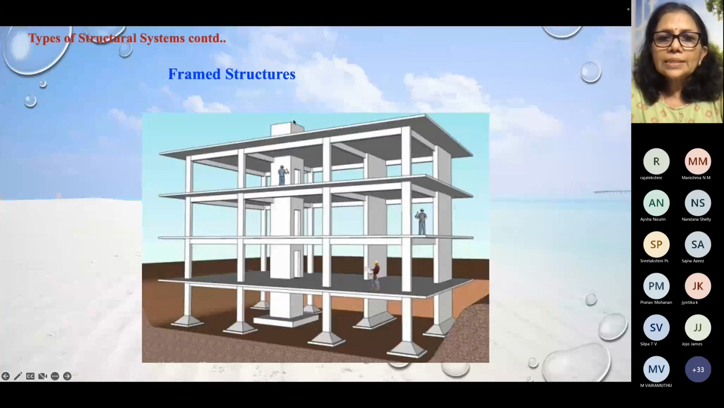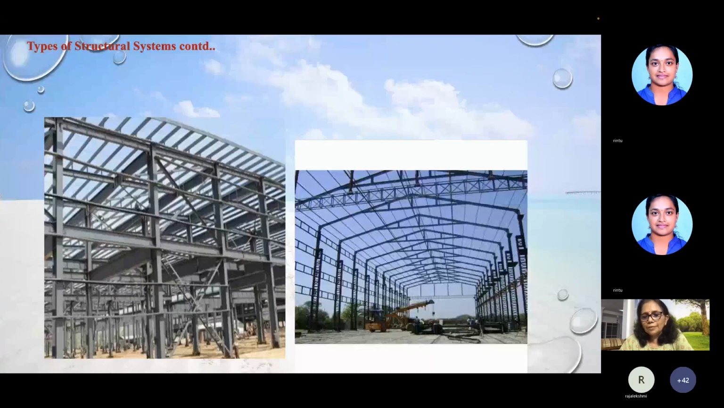So from slabs, it will transfer to secondary beams, and from secondary beams to the primary beams, from primary beams to the columns, and from columns to the foundation, and finally to the soil. So that is how in the framed structure, the load is transferred. So can you identify this?